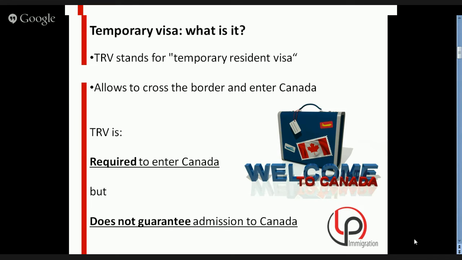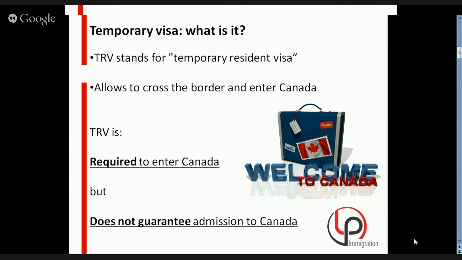Canada has only one land border with just one country, the United States of America. Therefore, in most cases, a TRV is required to board the Canada-bound airplane. One won't be allowed to board without a visa. We're not talking about citizens of visa-exempt countries, as I promised today, right? So it's important to remember that a TRV is absolutely required to enter Canada, but it does not guarantee that the holder will be allowed to cross the border and visit the country.